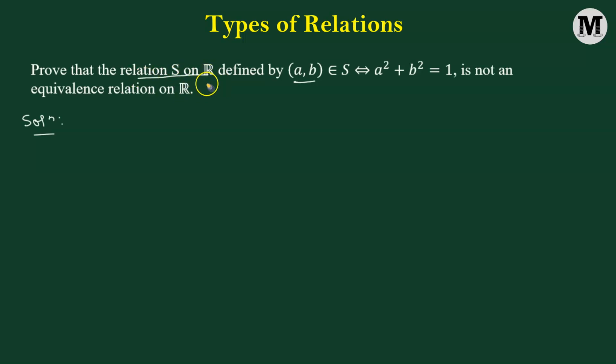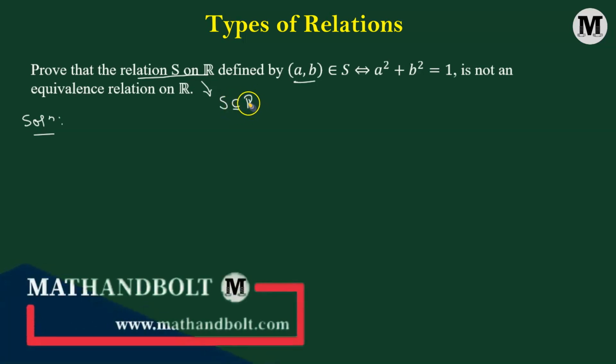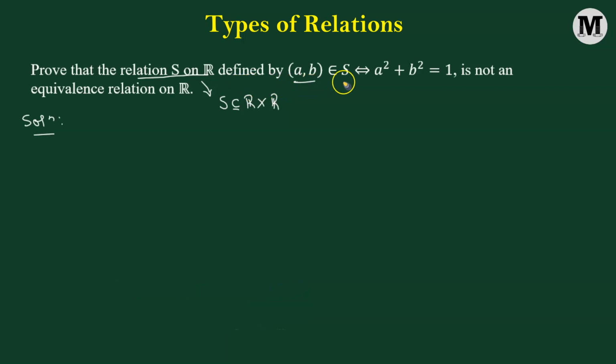Relation S on R simply means that we have the relation S being a subset of the Cartesian product of the set of real numbers R with itself. And the relation is defined as S, a set of ordered pairs (a, b), such that we need to give a relationship between the elements a and b. That's given by a squared plus b squared equals 1, where a and b are real numbers. Fine. So this is our relation S. We have to show that this is not an equivalence relation on R.